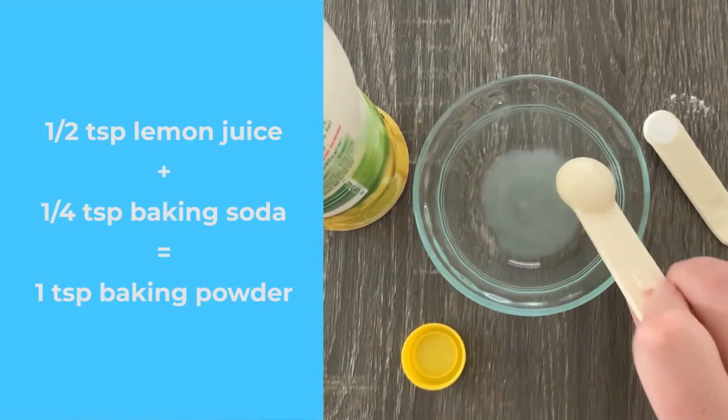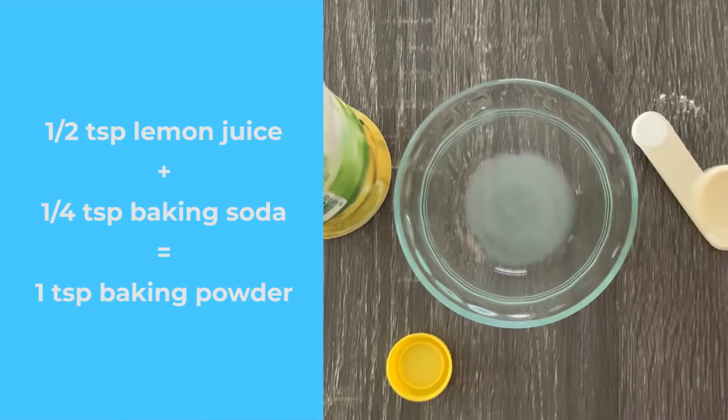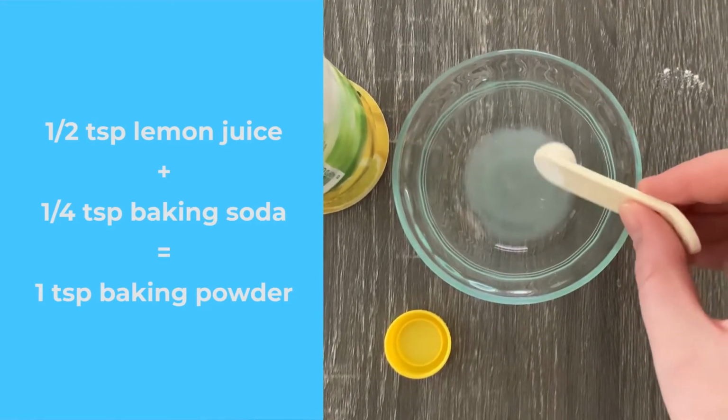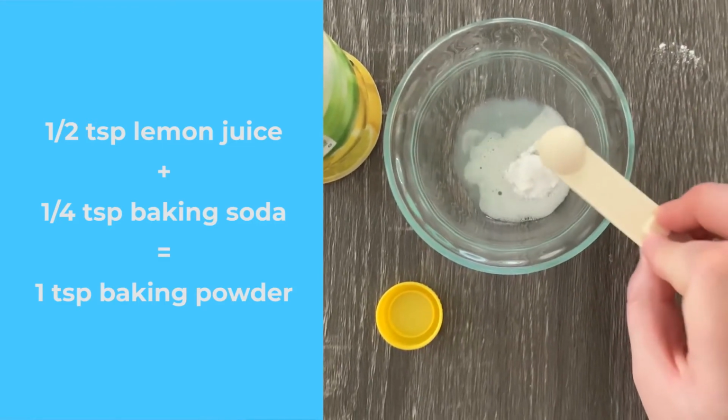However, you can make baking powder at home really easily. As we talked about before, baking powder is just baking soda with the acid already built in. So all you have to do is add the acid to your baking soda. An acid that I usually have on hand at home is lemon juice. All you have to do is mix 1/2 teaspoon of lemon juice with 1/4 teaspoon of baking soda. This ratio will give you the equivalent of 1 teaspoon of baking powder.